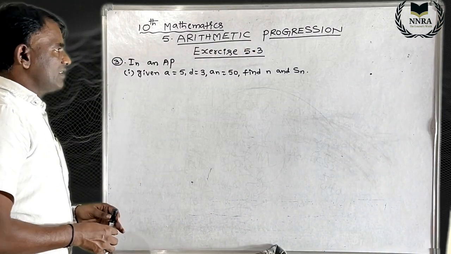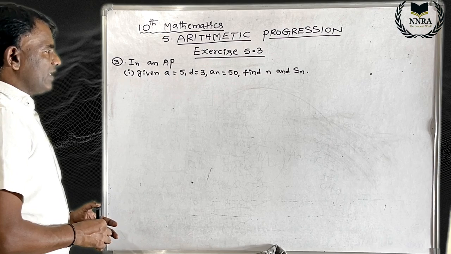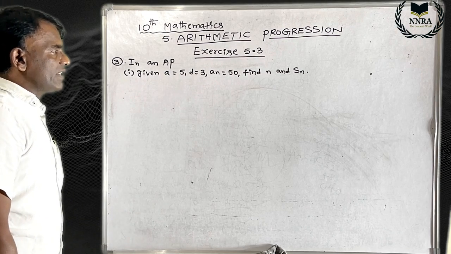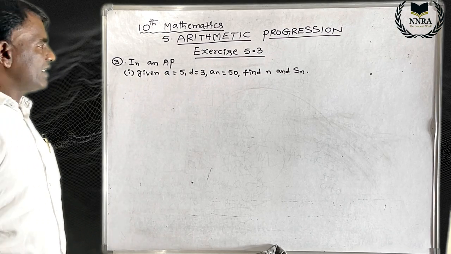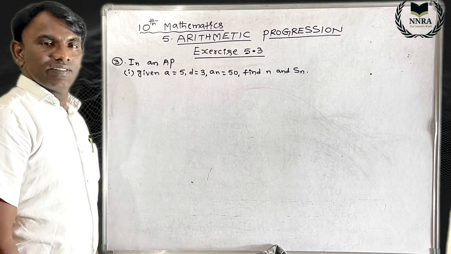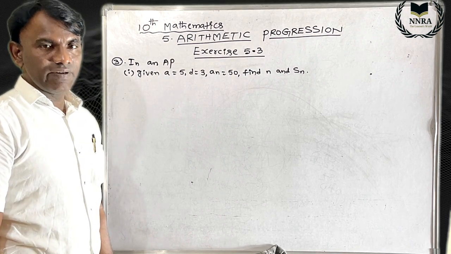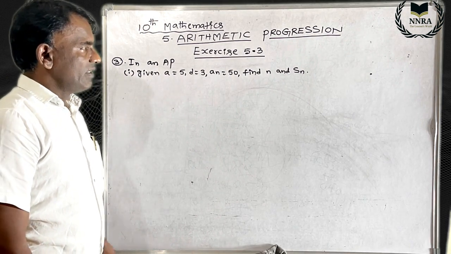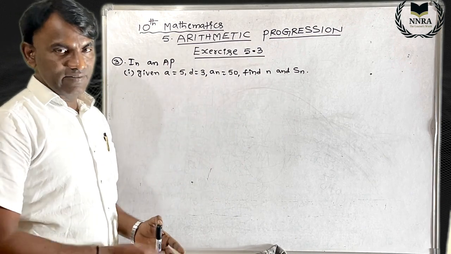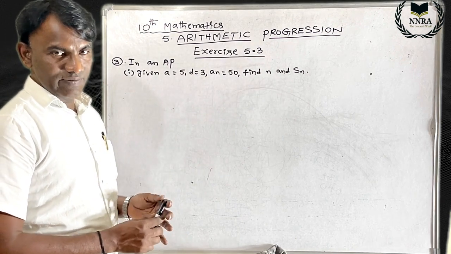Question number 3. In an AP, in the first sub question, given a equals 5, d equals 3, an equals 50. First term is given, common difference is given, nth term is given. We find the n value and Sn value. Sn means the sum of the first n terms, right?